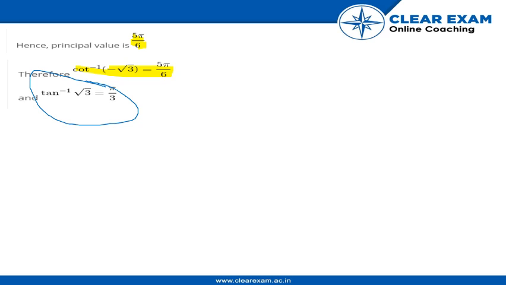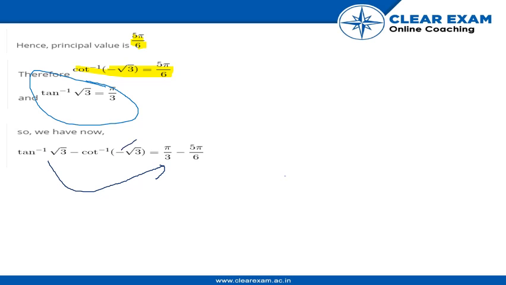Now we have the values of both the terms, and we can easily solve the question. So our next step is that we simply put the values. Let me highlight how to do it. We simply put the value of tan inverse root 3 here and cot inverse minus root 3 here. And the question is very easy now. We simplify the expression and we get our answer as minus pi by 2.